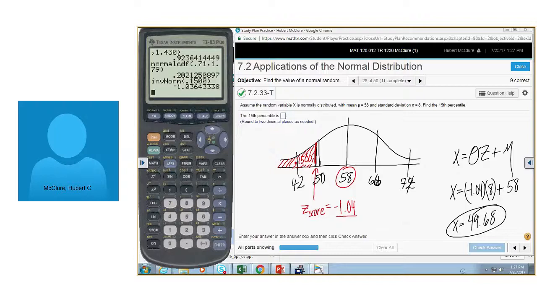So what test score means that you're at the 15th percentile? Pretty much at 50.